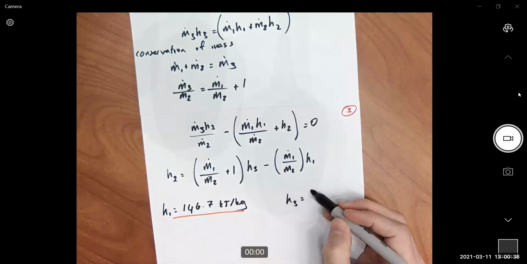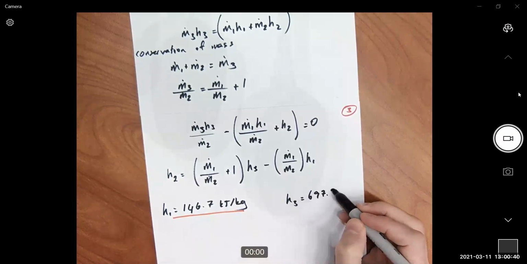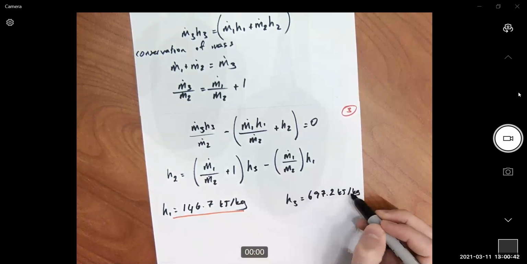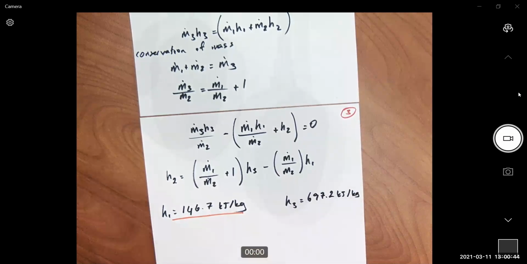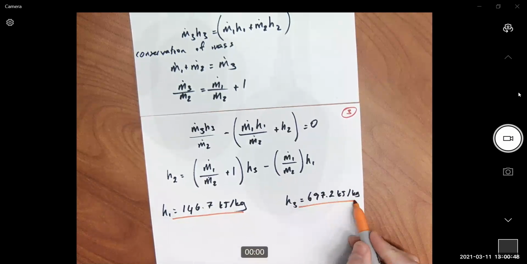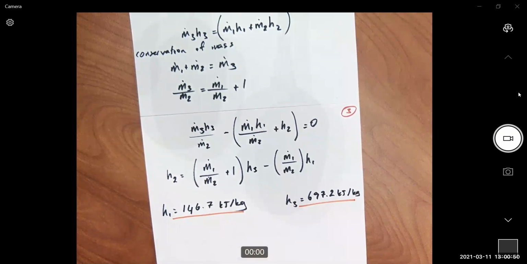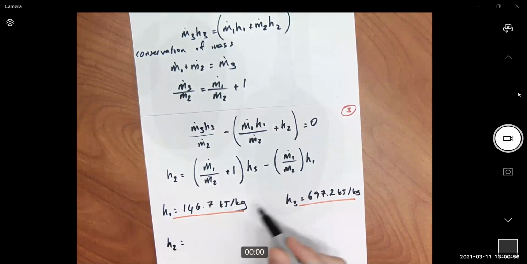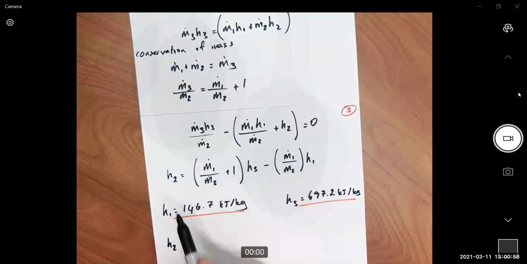H3 is 697.2 kilojoules per kilogram. I know the condition, I know the pressure, I know the phase, the exit. All right. So H2 from here, right? I have everything I need to find H2.